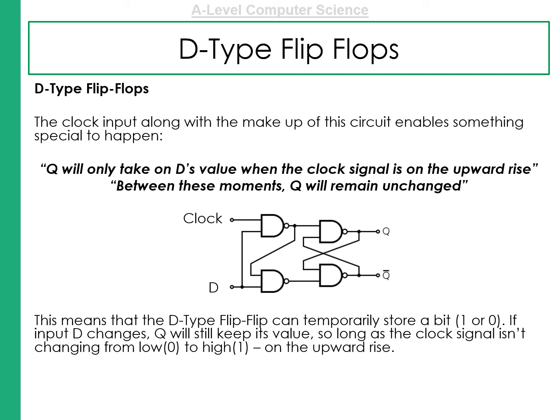So let's try and get our heads around this. This means that the D-type flip-flop can actually store a temporary bit of 1 and 0. If input D changes, Q will keep its value so long as the clock signal isn't changing from 0 to 1 on that upward rise.